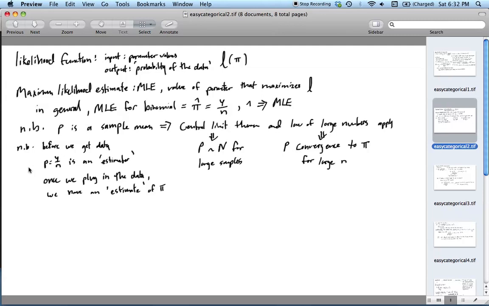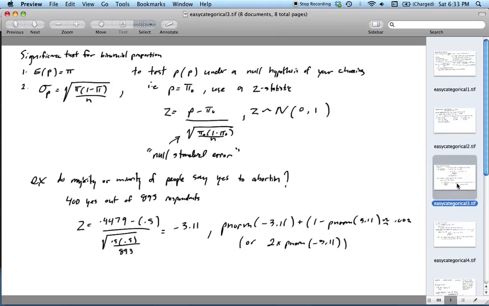Okay, this is just the difference between an estimator and an estimate. Before we have any data, the theoretical sample proportion that we have yet to take, y over n, is called an estimator, because it's like an operation for churning out an estimate. But once we plug in the data, we get the actual estimate of the parameter value.